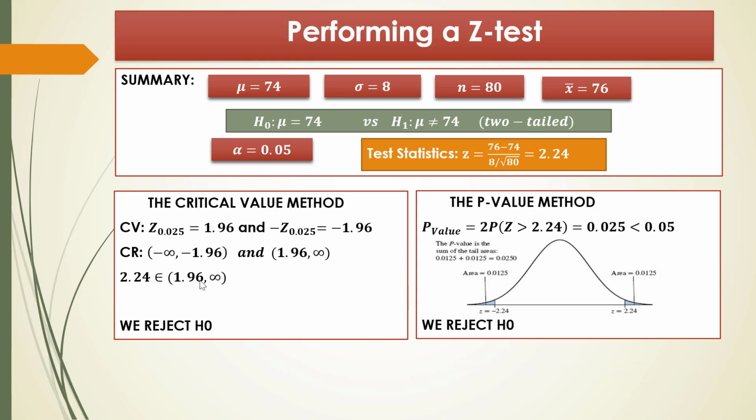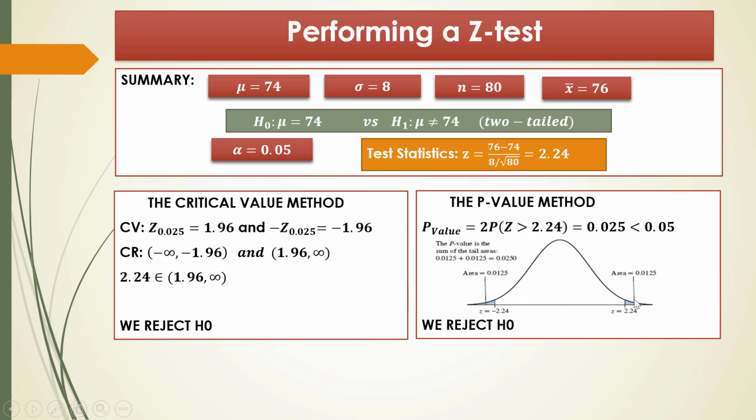And for the p-value method, we find the p-value by first sketching the standard normal curve. The test statistic here is 2.24, and because we are working with two tails, we have to have two tails on the picture. So then we have to mark the negative value, minus 2.24. I'm sorry, for p-value methods, we're not talking about the critical region. For the p-value method, the p-value is the area of the two tails.